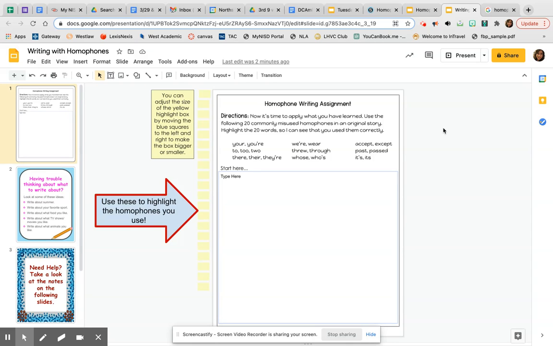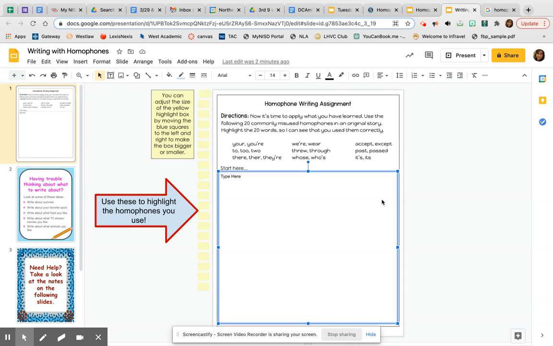More than likely, most of you will be at about 10, at least 10 sentences. Some of you might choose to do one homophone per sentence, which would put you at 20 sentences. It's going to be a story, so think of something fun and exciting or different, or make something up. Use your imagination. You're going to start typing here in the box.